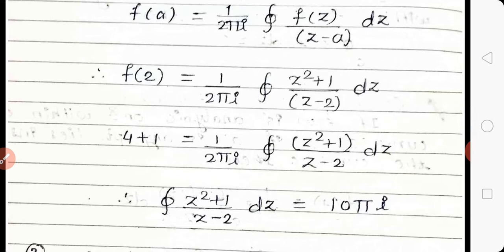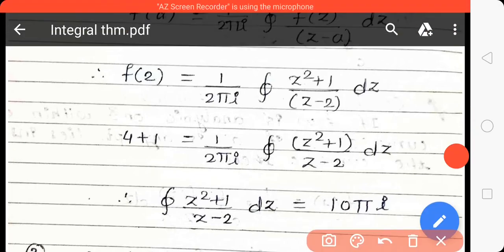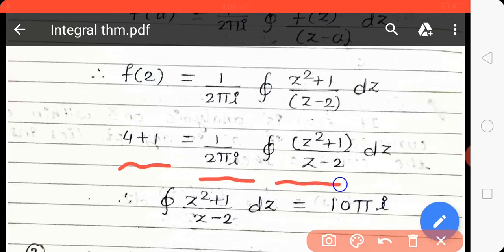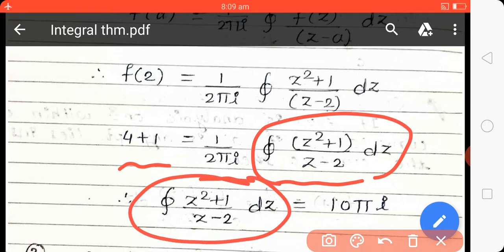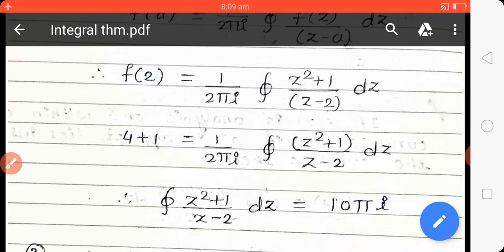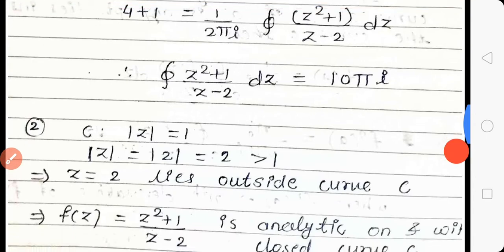4 plus 1 is equal to 1 upon 2 pi I into the integration of z square plus 1 upon z minus 2 dz. We want the value of integration. Therefore, here the value of integration is equal to 5 into 2 pi I. Therefore we got the value 10 pi I.